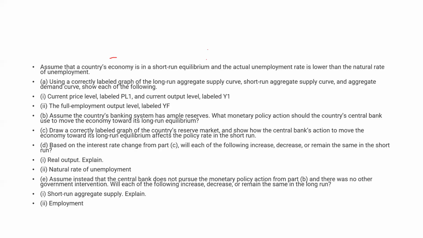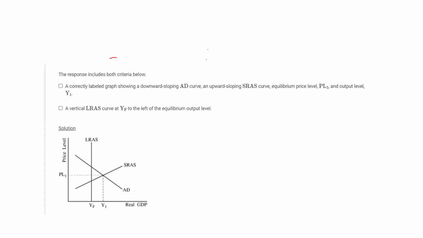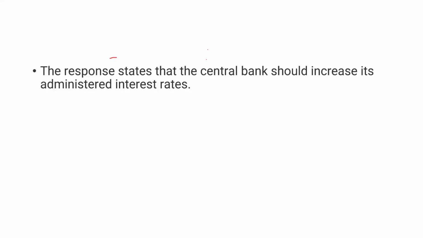to the left. Now, B, assume the country's banking system has ample reserves. All right, I know if it's ample reserves, that's administered interest rates. What monetary policy action should the central bank take? All right, so if I want to move long run equilibrium, I want AD shifting left. All right, what do I have to do? I have to raise the administered interest rate.